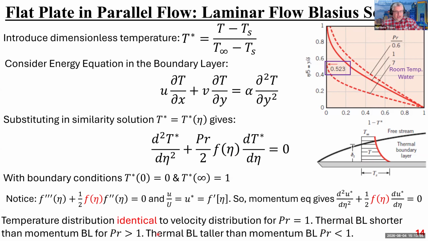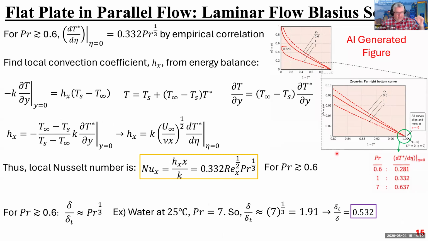The thermal boundary layer is going to be shorter than the momentum boundary layer for Prandtl number greater than 1. And the thermal boundary layer is going to be taller than the momentum boundary layer for Prandtl number less than 1. Okay, that's the correct thing. Now let's go back to what I was saying before. It turns out for Prandtl numbers greater than 0.6, so basically all air, liquids, most gases, this is true. It's only not true for a couple of strange cases.